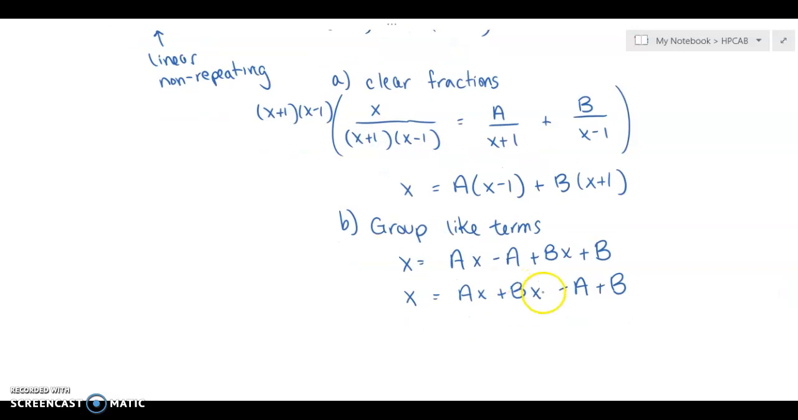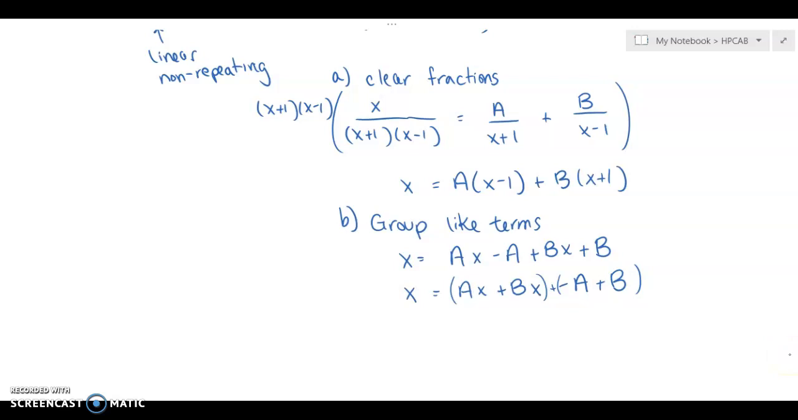From here, I'm going to factor out an x from this first set of two terms. So I have x equals, and then I have (a plus b) times x, plus, and then I have this negative a plus b.